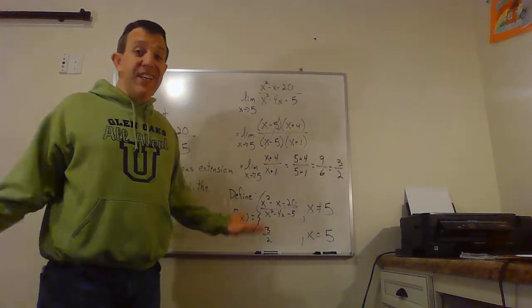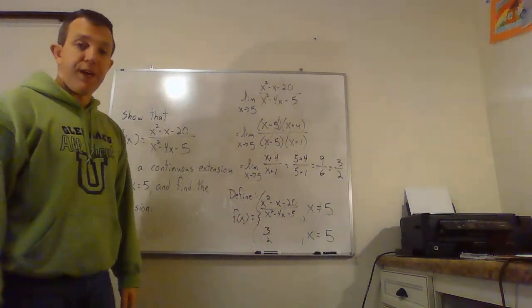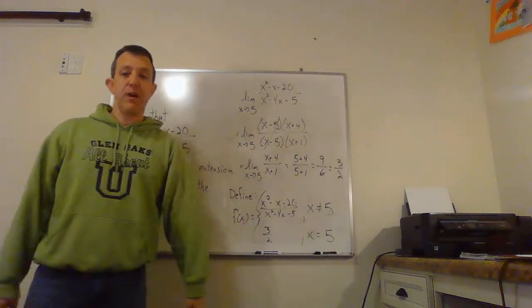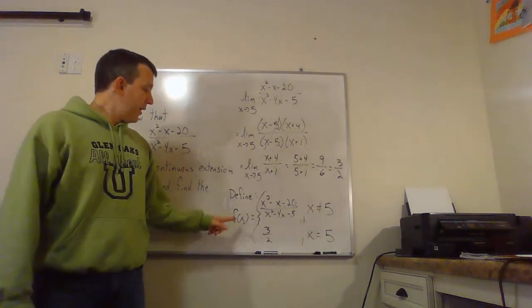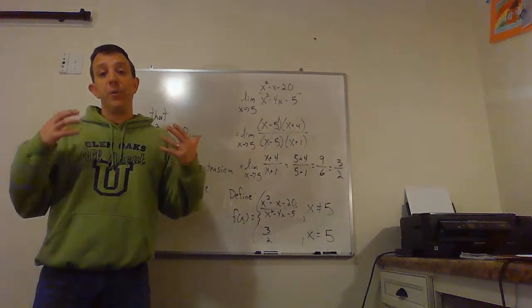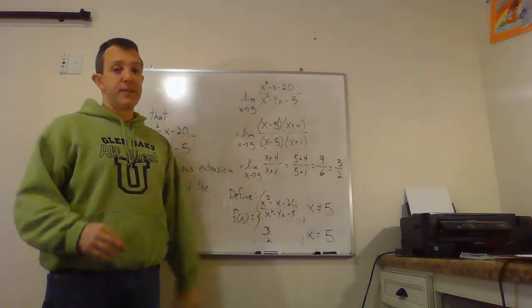And so all we need is to define the function as so. We define it as a piecewise function. F of x is equal to that big mess that we started with as long as x is not 5. And then we define it to be 3 halves at x equals 5. So we have plugged the hole. We gave it the value that we found that its limit had.